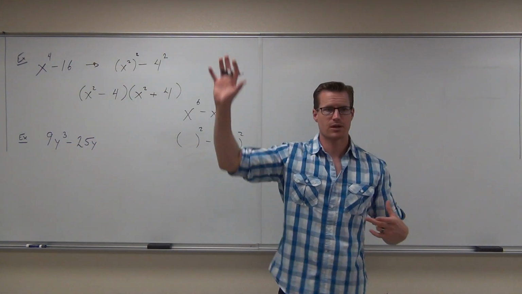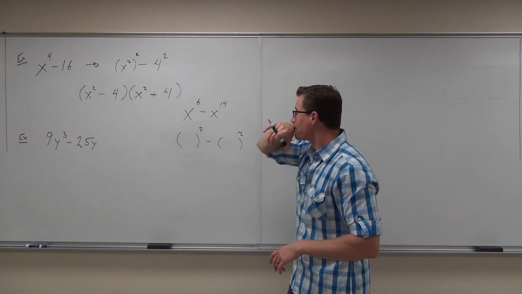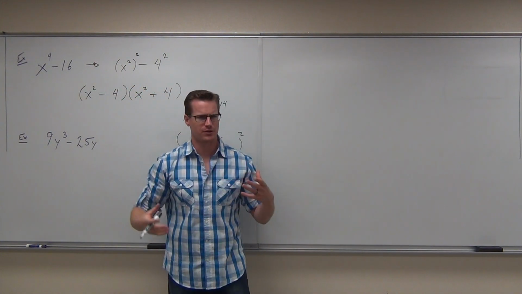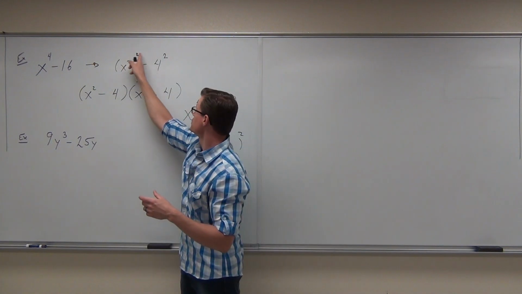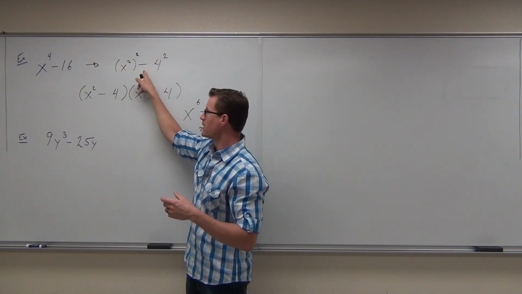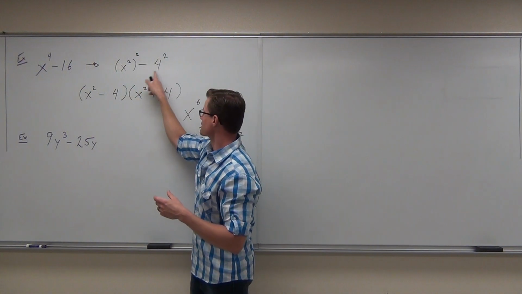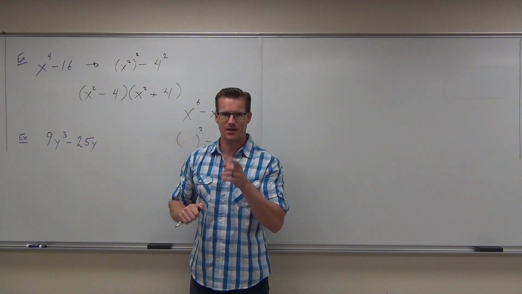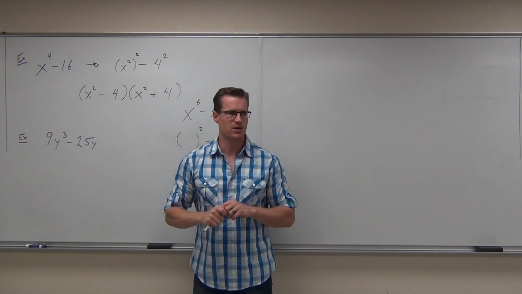Quick show of hands if you feel okay with that so far. All right. So you're good on writing this as a difference of squares. And we're good on knowing the pattern of difference of squares. If we have two squares with a minus between them, first thing goes first, last thing goes last, different signs. You okay so far? Now, on a test, do you have the problem right?